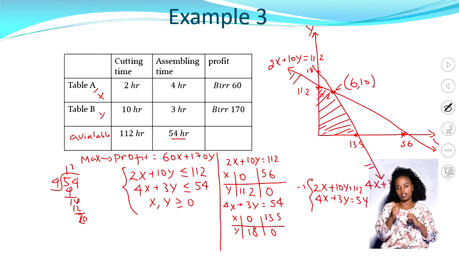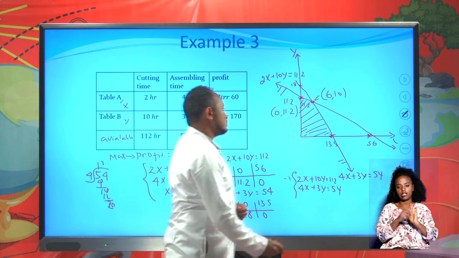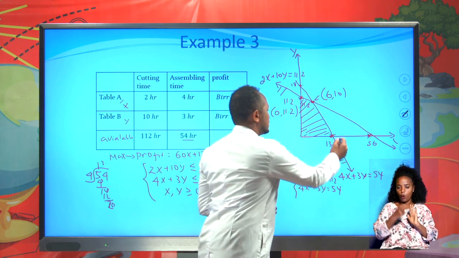The other corner point here: the value of x is 0, the value of y is 11.2. And the other corner point here is 13.5, 0.